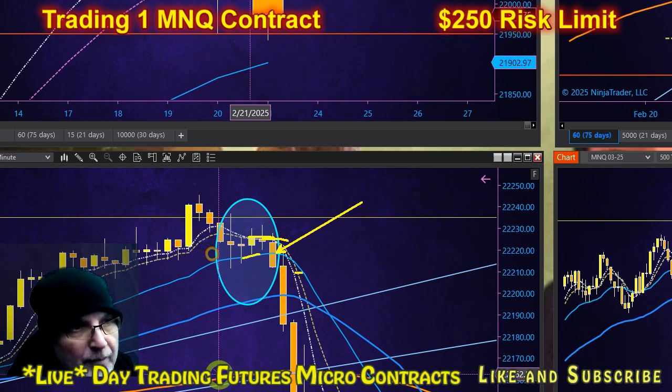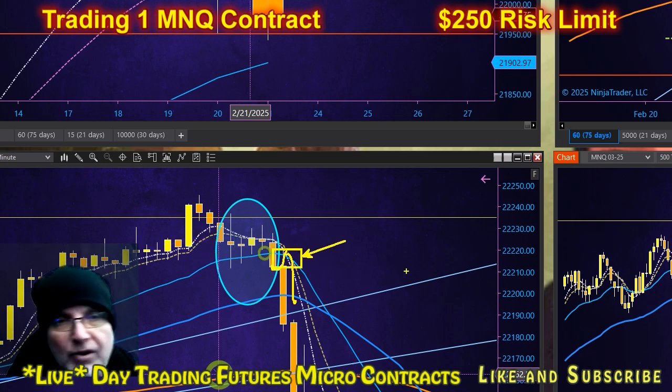Then it comes up and starts to go. This is that consolidation area on the 500 tick chart before the break continuation. Right there was my best chance using the 5-minute chart. That little wick that came up right there and then went back down, that's the consolidation area that we saw on the 500 tick chart before the continuation down.